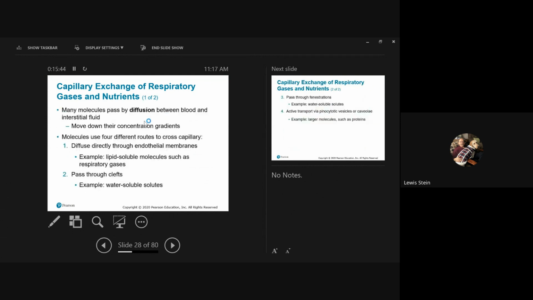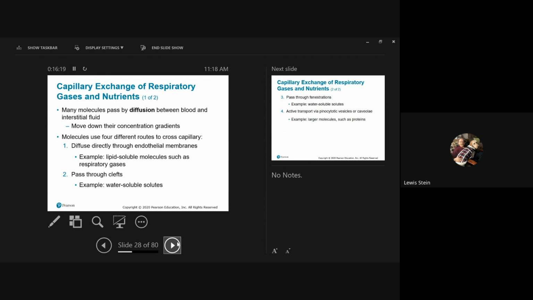So diffusion is useful. Different routes. Things that are fat soluble can cross the membrane. So oxygen and carbon dioxide are just that. They're what they call nonpolar molecules. You may or may not remember that. So they pass easily through membranes. It's a good thing. And the water soluble ones pass through clefts. By and large, it's about concentration gradients or gas levels and things like that. So I think that they're very useful.